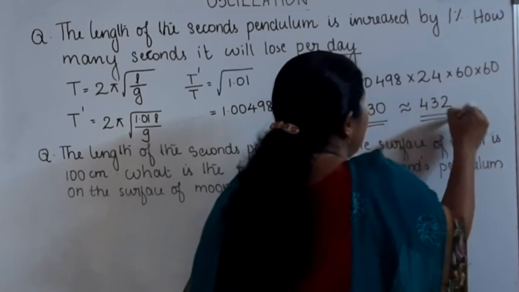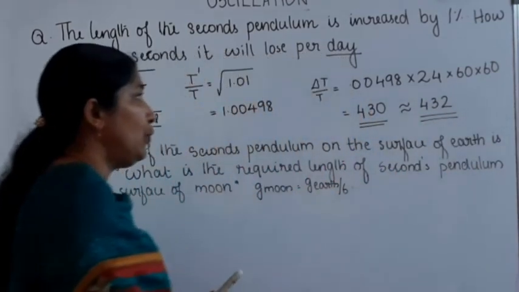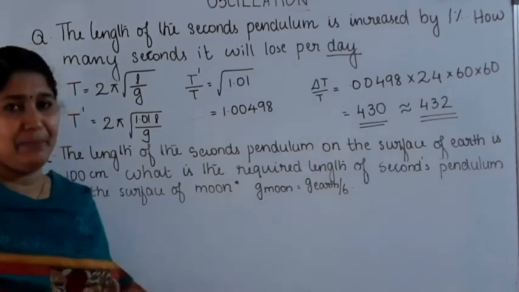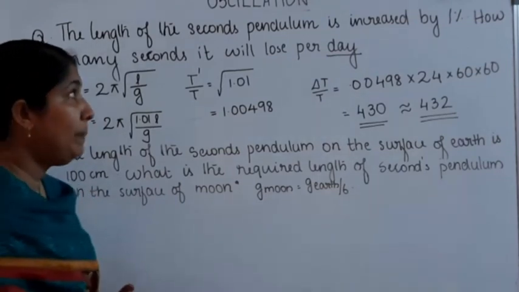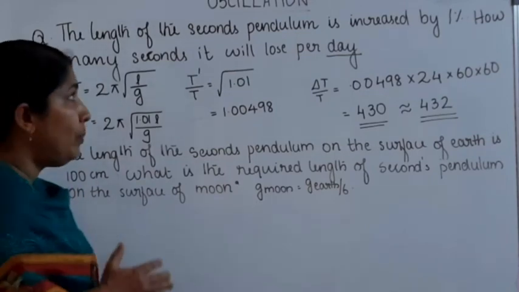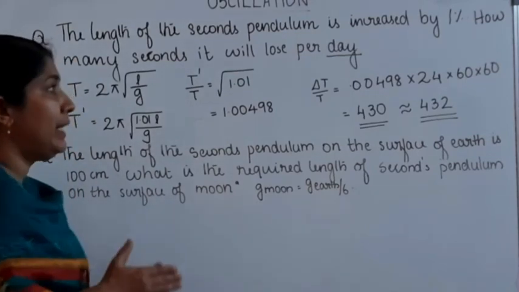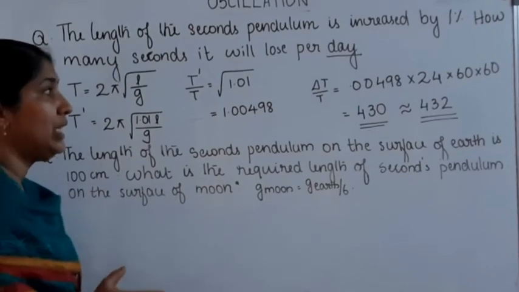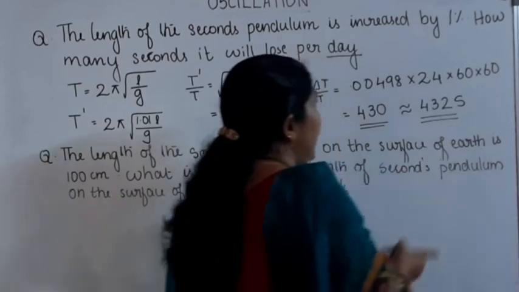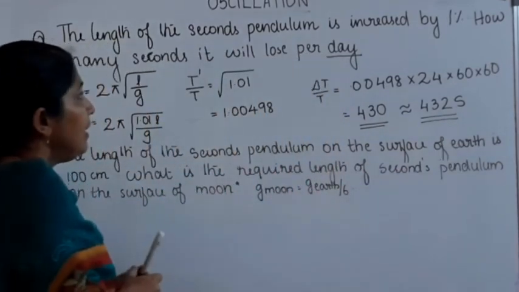How many seconds will it lose per day? That is equal to 432. When the length of the pendulum is increased by 1%, 432 seconds will be lost per day. This is the method by which we can solve this problem.